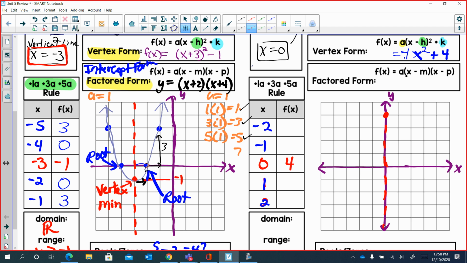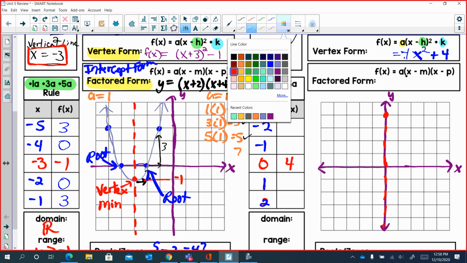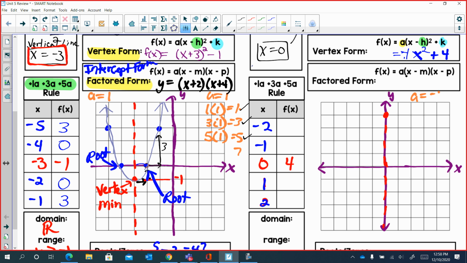All right. What is our A again? Yeah, the A here is a -1, right? So if I do 1 times a -1, yeah, it's going to be -1. So that means instead of before we counted over 1, up 1, because it has to go down, right? Because it's a -A. So from this point right here on the vertex, count over 1, down 1, and plot that point.